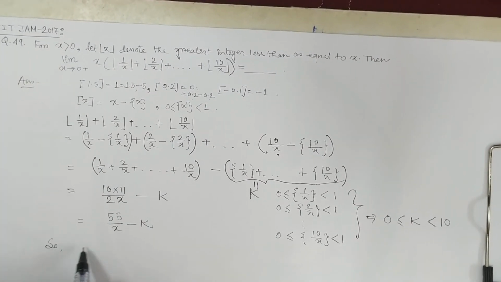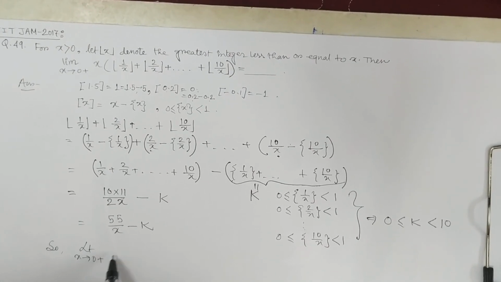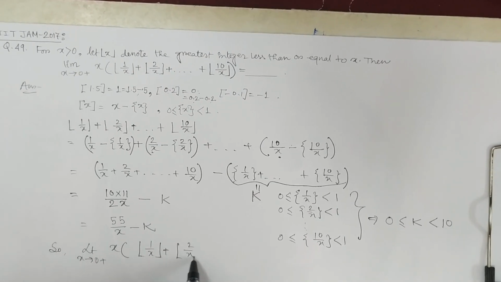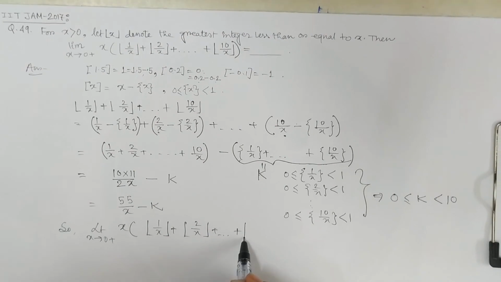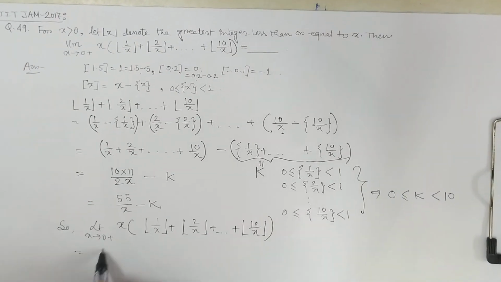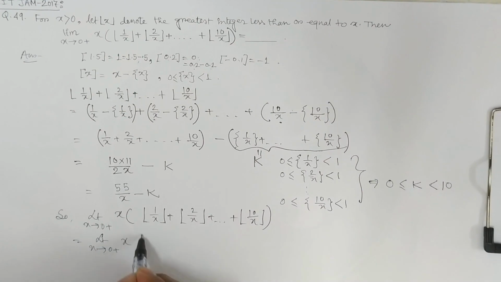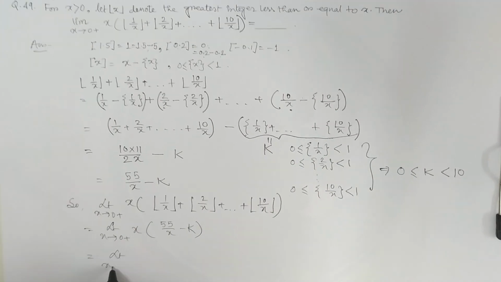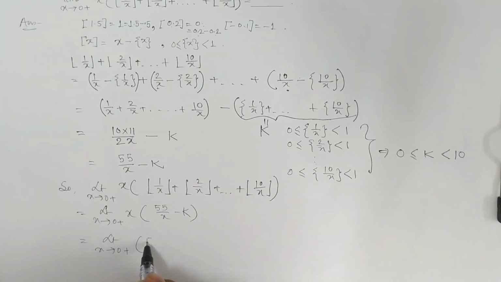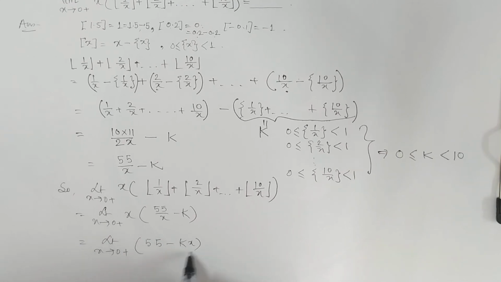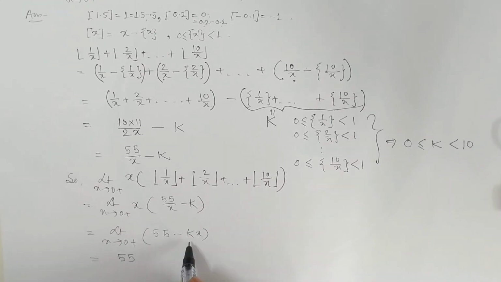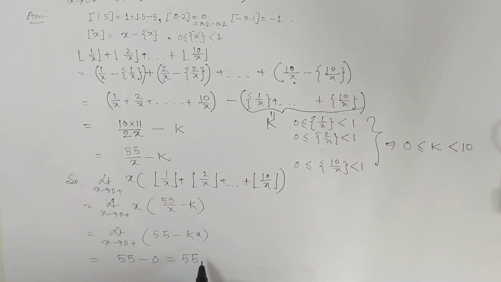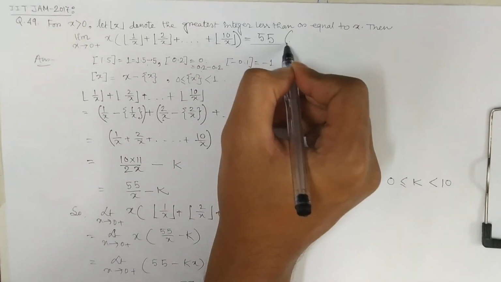So limit x goes to 0 plus of x times the sum of box of 1 by x, 2 by x up to 10 by x is nothing but limit x goes to 0 plus of x into 55 by x minus k, which is 55 minus kx, and since k is bounded and x goes to 0, this limit goes to 0, so the answer is 55. So our required answer is 55.